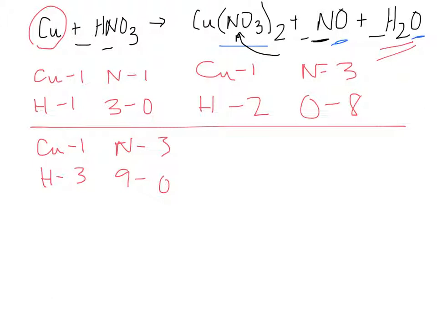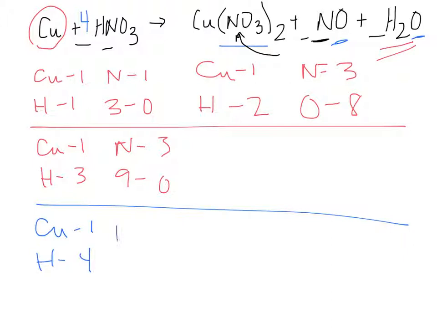So let's try throwing 4 in there. We're going to do 4 HNO3s. So Cu is 1. We'll have H is 4, N is 4, and O is 12. Then we're still comparing it to these original numbers over here. We've got to find a way to get these up.